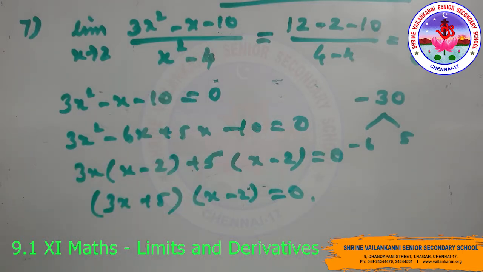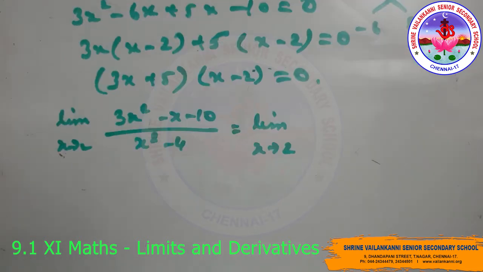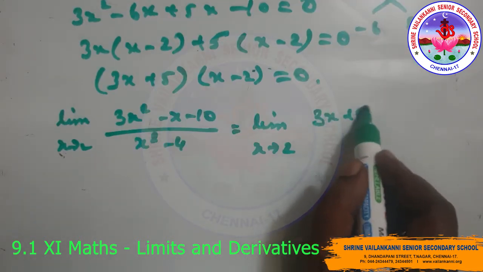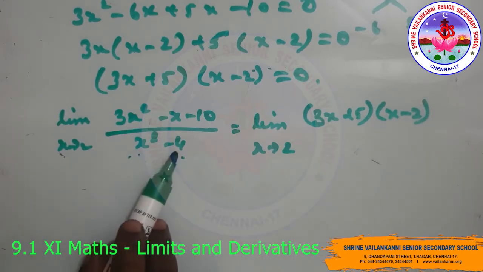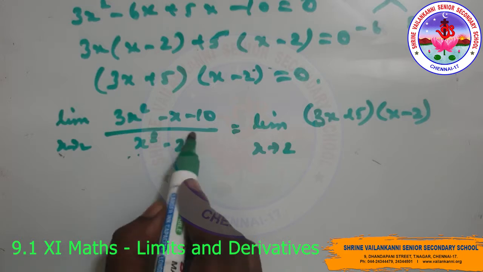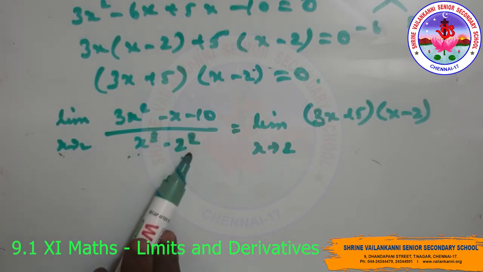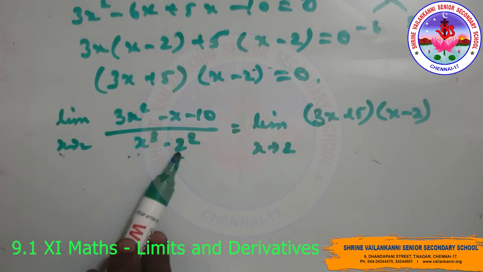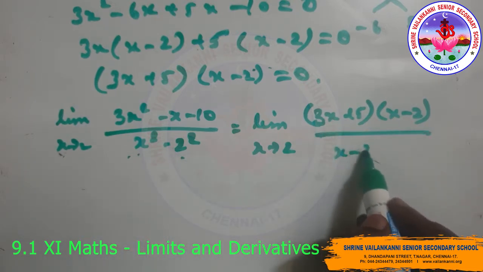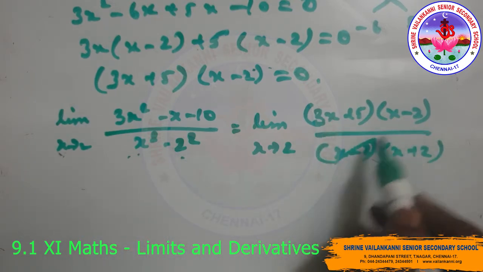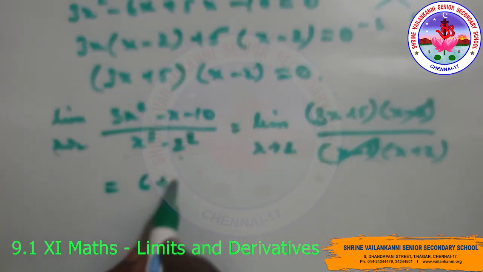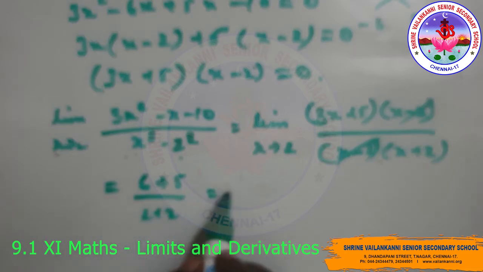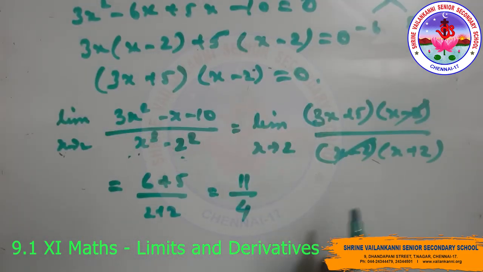So I'm changing the limit as 3x plus 5 into x minus 2. Here using the identity a square minus b square. Here b is 2 square, a square minus b square, which is a plus b into a minus b. That is x minus 2 into x plus 2. Cancelling x minus 2, then x equal to 2, we get 6 plus 5 by 2 plus 2, which is equal to 11 by 4. So the value of the function is 11 by 4.